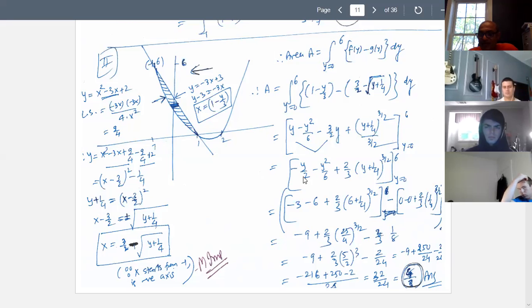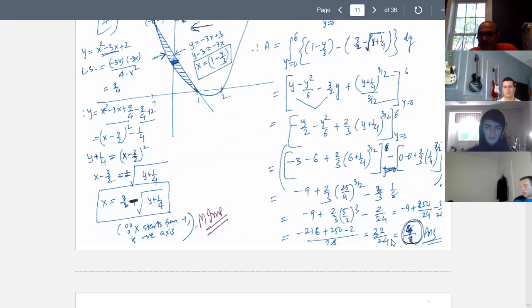Right? Merge these two y's. You are going to get like this. And then after plug the values, upper range, lower range, negative sign in between. Solve this one, and you are going to get one number. You get over here, it is 4 by 3.